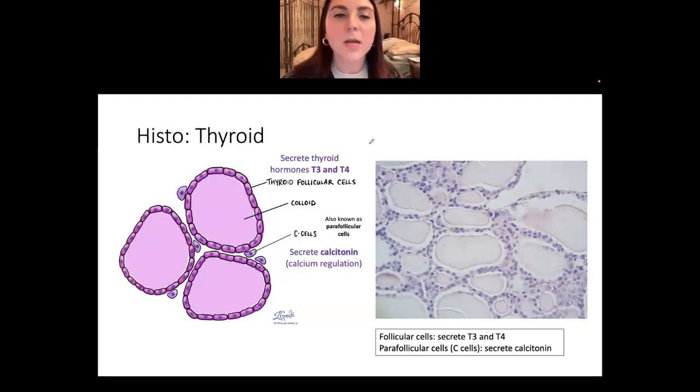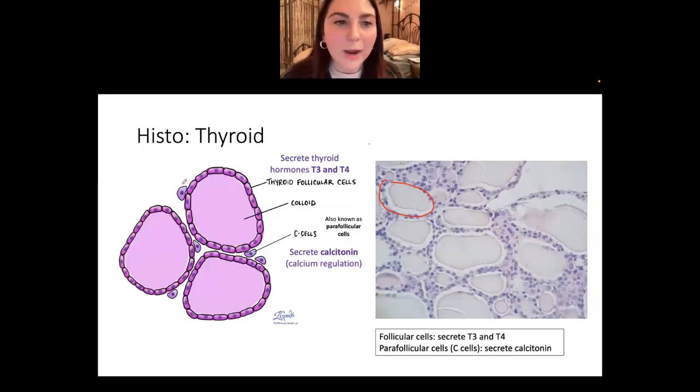All right, some histo. Some thyroid histo. They'll 100% ask about this because it's relevant to the hormones. There's two main cells to know with the thyroid. One is known as thyroid follicular cells. You can see here the follicular cells are arranged in a nice pretty circle, so those would be these purple cells here. These are your follicular cells. These are the ones secreting your thyroid hormones, T3 and T4.